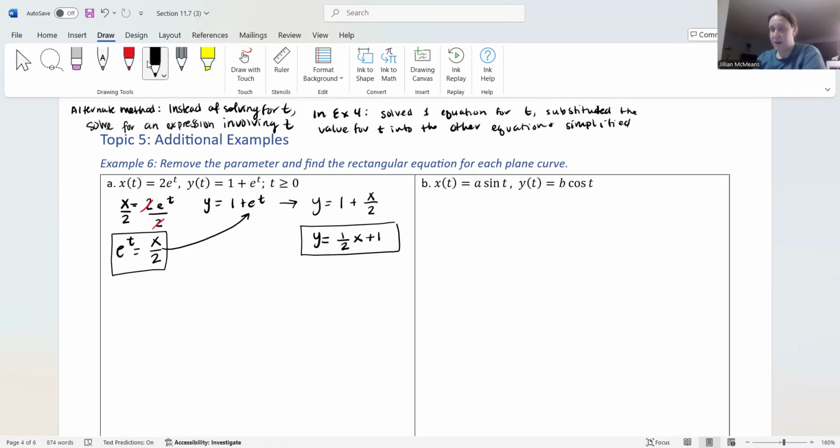But let's stop and think about this. From the get-go, we were told there's this restriction on t. T has to be greater than or equal to 0. So that's going to tell us we're going to have some limitations on this rectangular equation here. Let's think about what this is going to mean. We have to look at the domain restriction for our rectangular equation. Now, the parametric equations had a restriction.